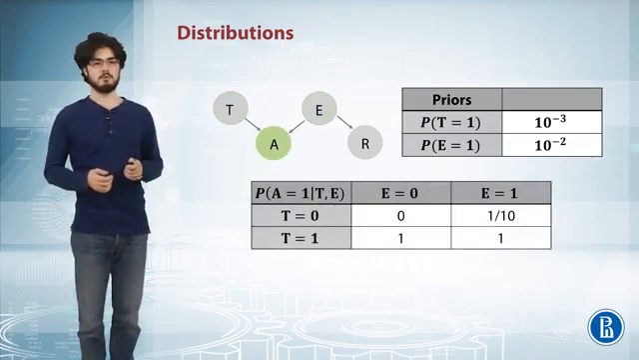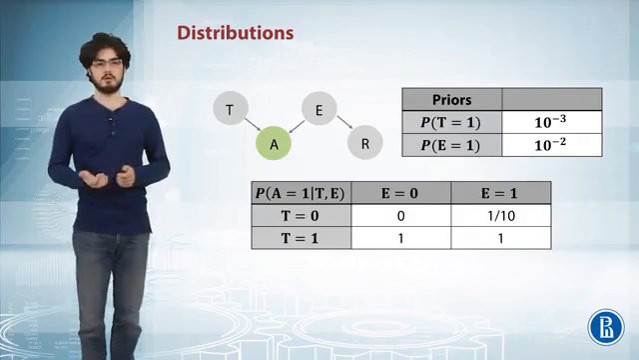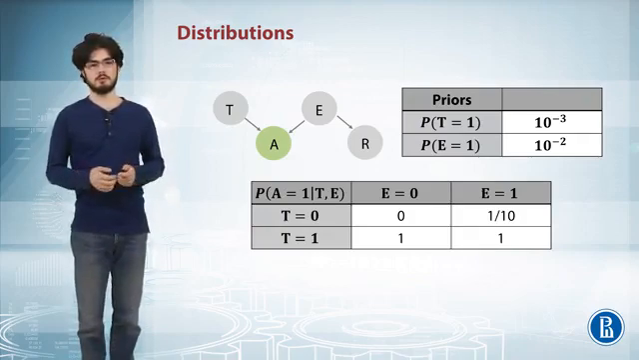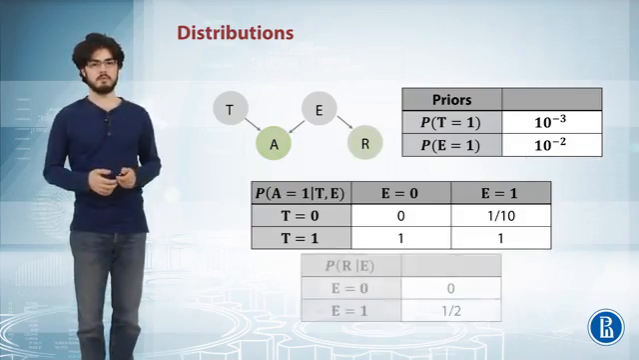Now we need to define the probability of alarm given the thief and an earthquake. So those will be four numbers. If there is a thief in our house, the alarm will go off for sure. This is indicated by the ones in the lower row. If there is no thief and there is no earthquake, then the alarm has no reason to send us signals. However, if there is no thief but there is an earthquake, the alarm will notify us with probability 1/10.